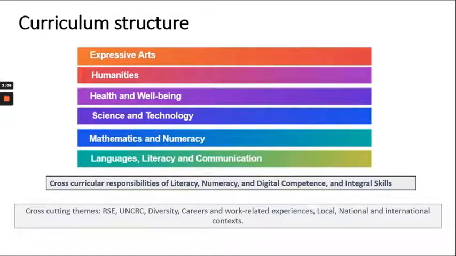In addition, there are also several cross-cutting themes and elements that should be considered in school-level curriculum design. These include relationships and sexuality education, which is a statutory element, as well as the UNCRC, diversity, careers and work-related experience, local, national and international contexts. These should be considered by schools in their curriculum development across all areas of learning and across the whole school provision.